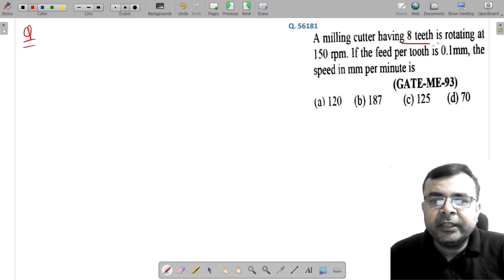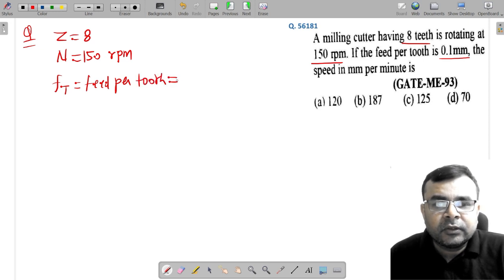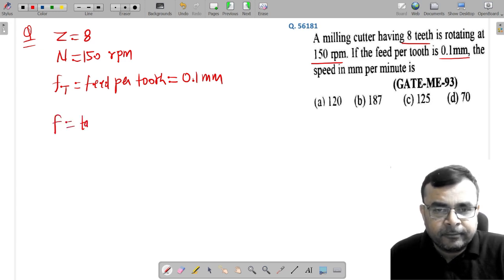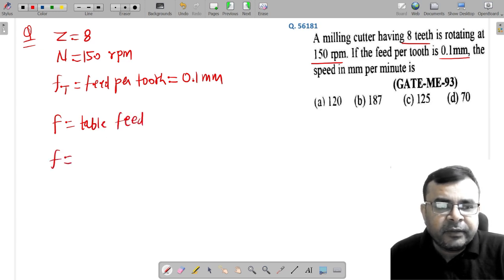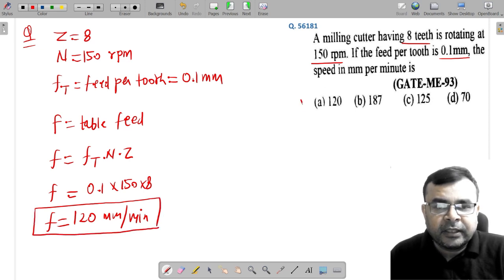Okay, a milling cutter having 8 teeth is rotating at 150 rpm, and the feed per tooth is given as 0.1. So you can see Z is given, that is 8, N is given, that is 150 rpm, and feed per tooth is also given, that is 0.1 millimeter. We need to find the table feed. Table feed is nothing but Ft into N into Z. Putting in the values, this is 0.1 into 150 into 8. After simplifying, I get 120 millimeter per minute. So the correct choice is option A.